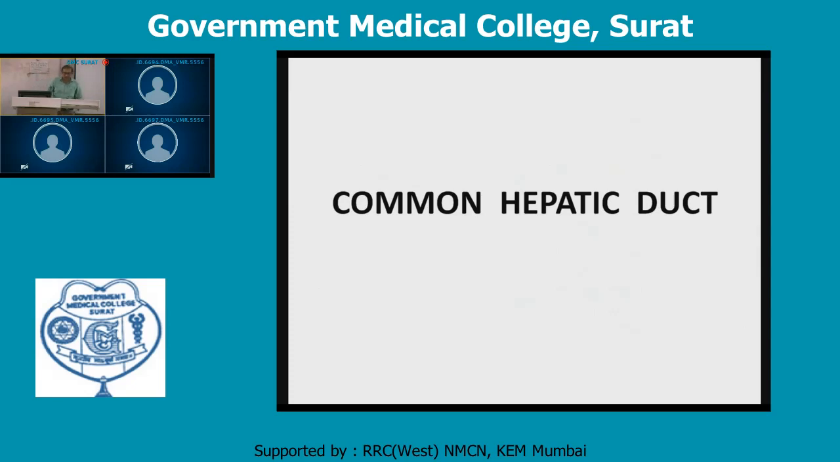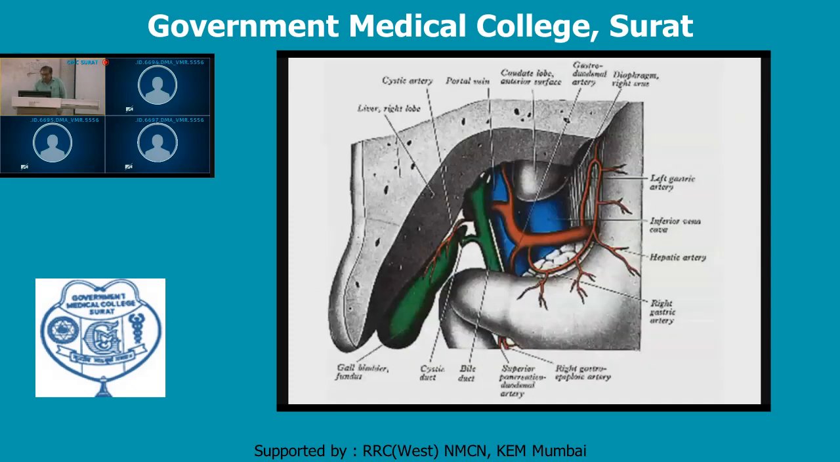Now here, first you should look at this image. The part of the liver is cut, and this green colored thick line, or duct, is the common hepatic duct. You can notice the left and right hepatic ducts also in this image, which unite to form this common hepatic duct. This common hepatic duct is formed by the union of the right and left ducts at the right end of the porta hepatis.